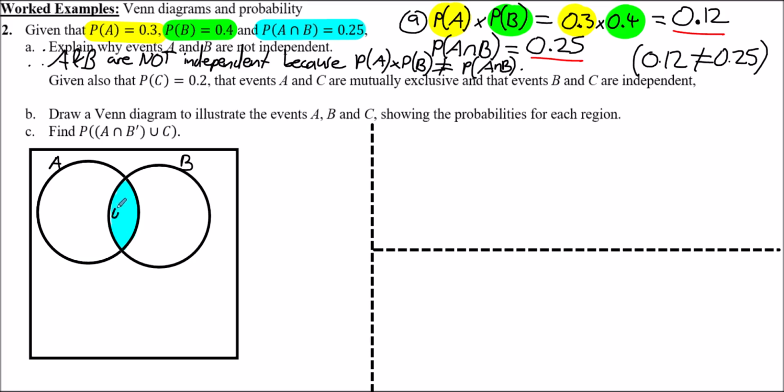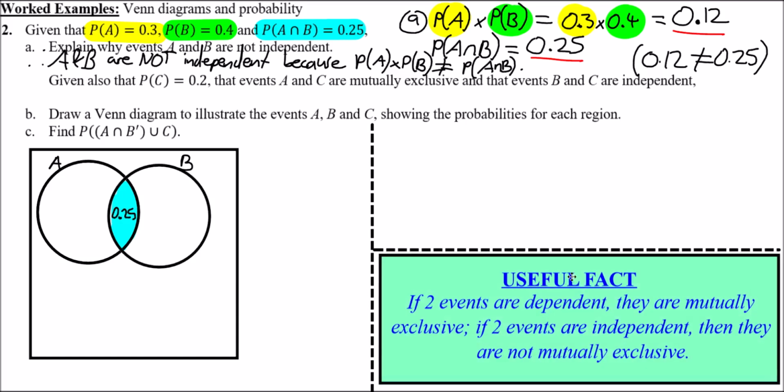The trouble here is working out where region C is going to go. Because it says A and C are mutually exclusive. What this means here is circle C does not touch circle A. So circle C doesn't overlap with A at all. So the question now is, well, will it overlap with B? The clue here is it says events B and C are independent. So there's a general little fact which helps here. So because B and C are independent, it might be worth knowing this. This useful fact, if two events are dependent, they are mutually exclusive. The converse is also true.